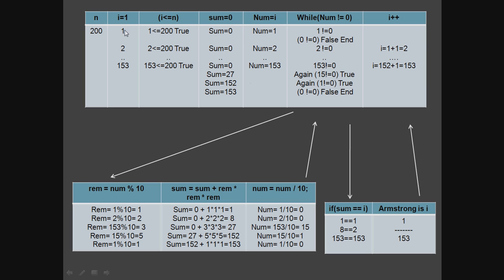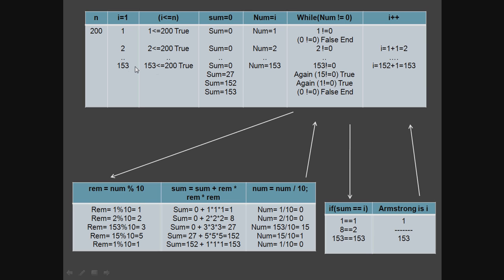You can see that I've entered the value 1, value 2, and then the last value 153. Till value 1, you get an Armstrong number: 1 equals 1, which is Armstrong. If you enter the value 2, you get sum equals I as 8 equals 2, which is not matching, so it's not an Armstrong number. This will go on till 3, 4, 5, 6, 7, like that, till you get the number 153.